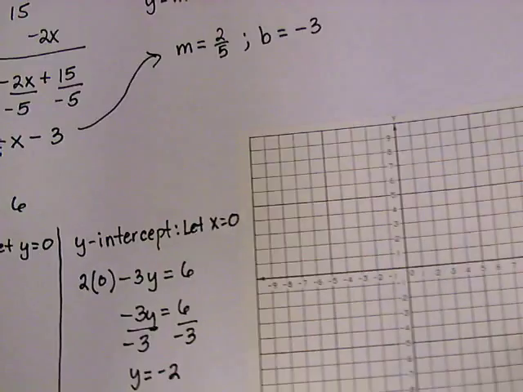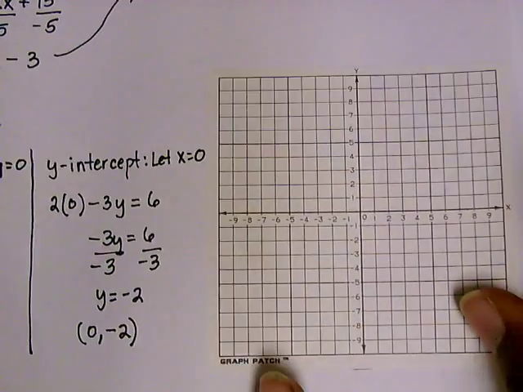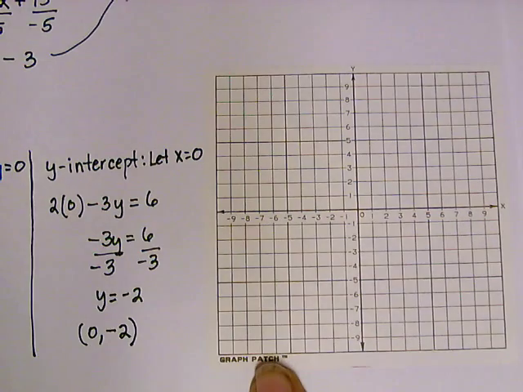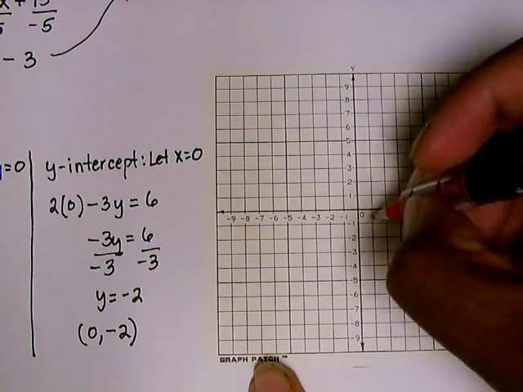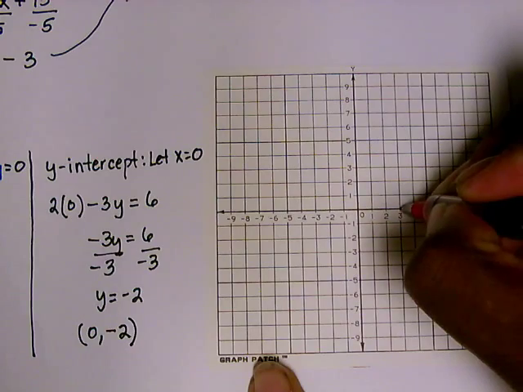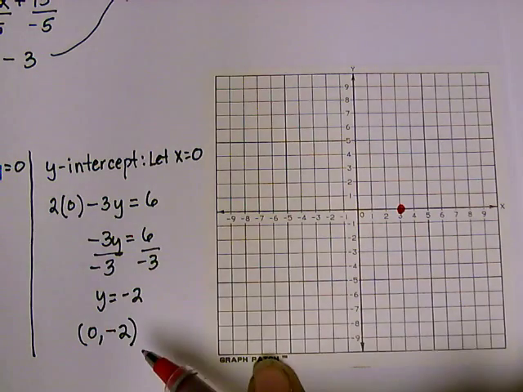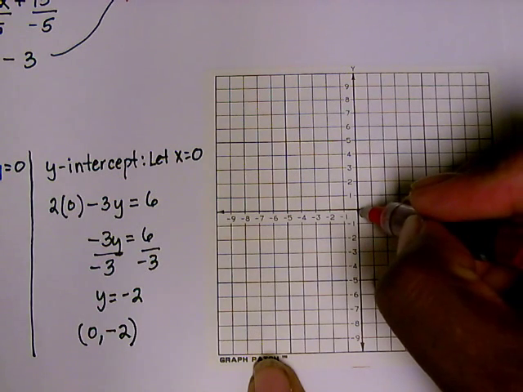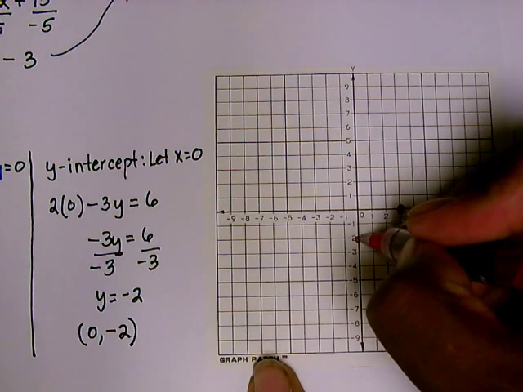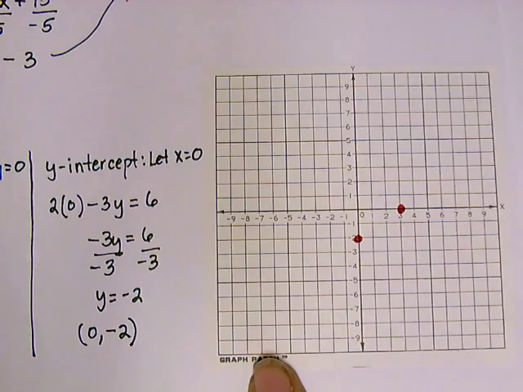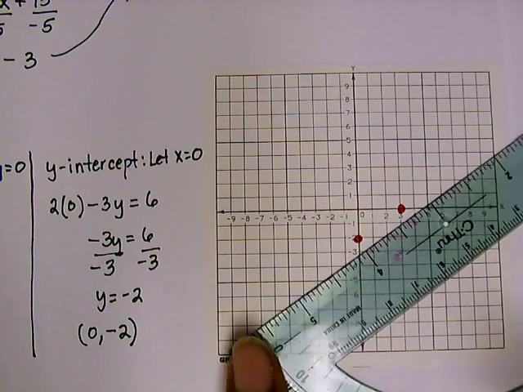Now my x-intercept is 3, 0. So on the x-axis, I go to the right 3 and I stay on the x-axis and draw that point. My y-intercept was 0, negative 2. So I stay at 0 but go down 2 on the y-axis. Okay, and those are the only 2 points that I need to construct the graph of that linear equation.